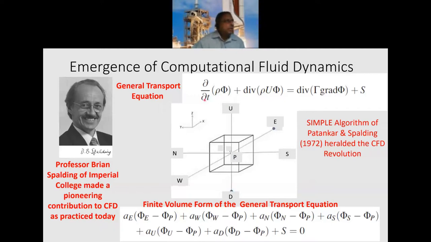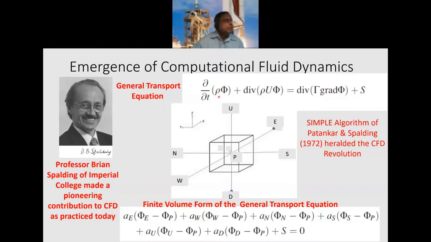So the general transport equation essentially consists of three terms. One is your transient term, another is your convective term, and another is the diffusive term, and there's any source term. So this phi can represent, if it's a velocity, it becomes a momentum equation. If it is an enthalpy or internal energy, it becomes an energy equation. If it's a concentration, it becomes a species conservation equation. So this general form is very helpful when you are trying to solve a coupled equation.